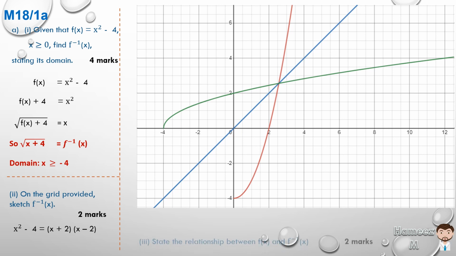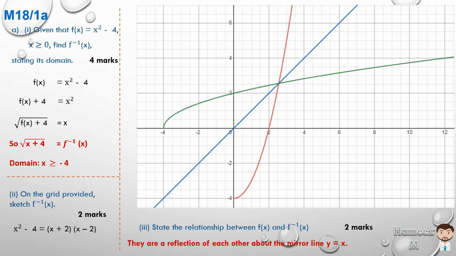Part 3. State the relationship between f of x and f inverse x. And as we stated before, they are a reflection of each other about the mirror line, which we have in blue, which is the line y is equal to x.